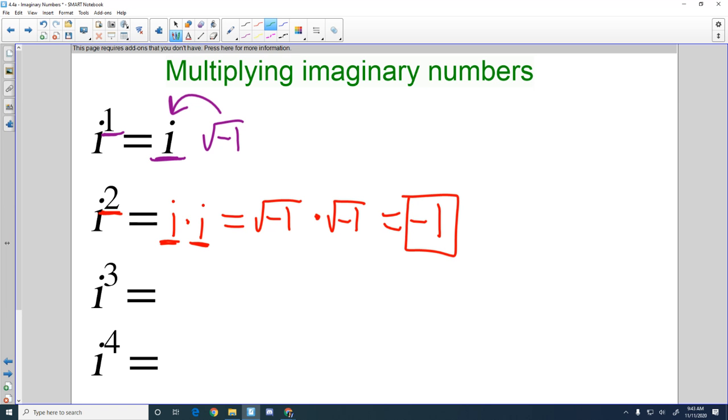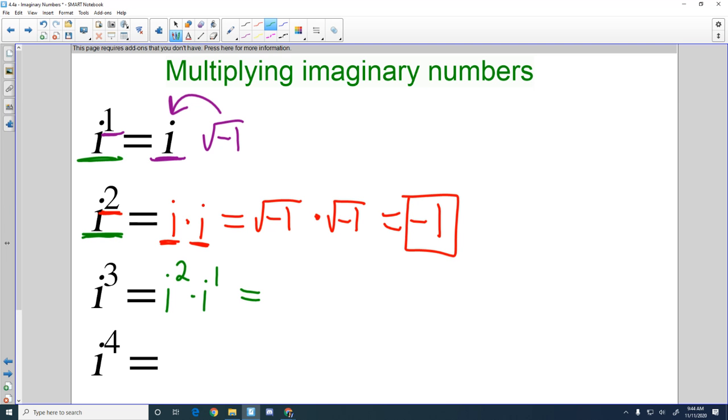All right, what about i to the third? Well, I can rewrite i to the third as simply i squared times i to the first. I just separated out that product. If I multiplied i to the second times i to the first, we'd still get i to the third because you add exponents. But I'm going to write it like this and use our earlier definitions of i to the first and i squared. We already know what each of those equals.